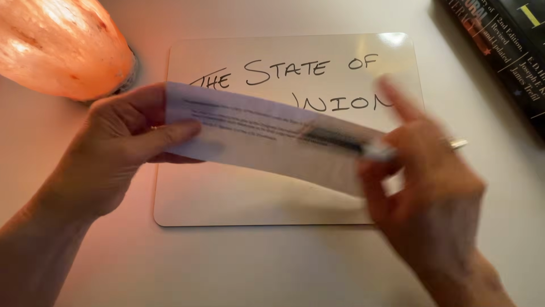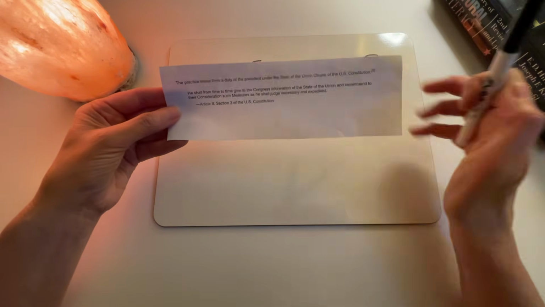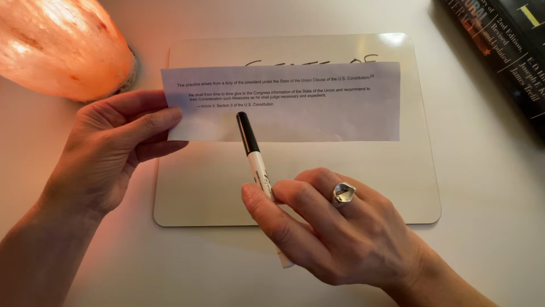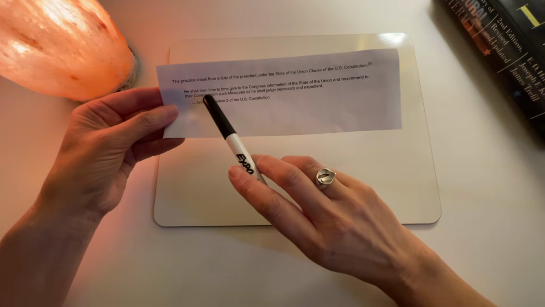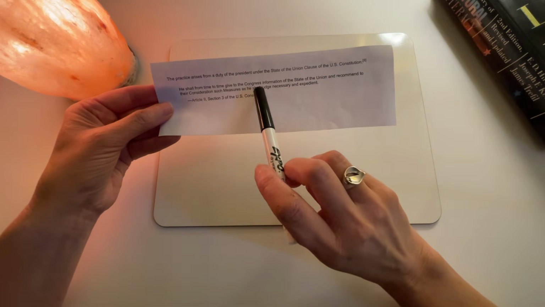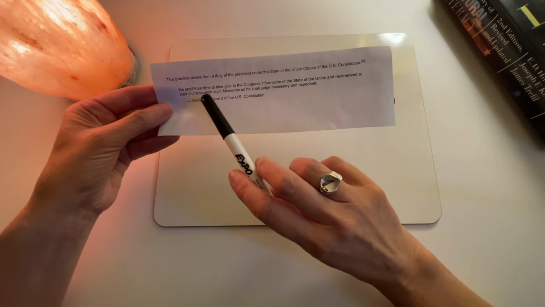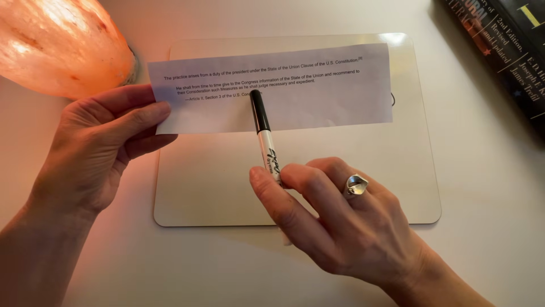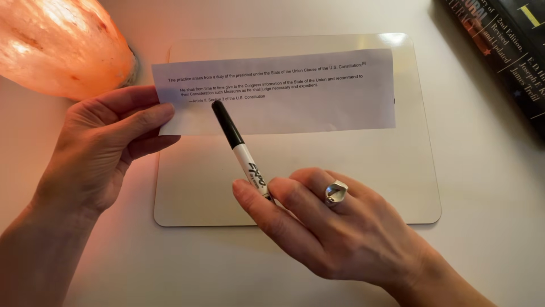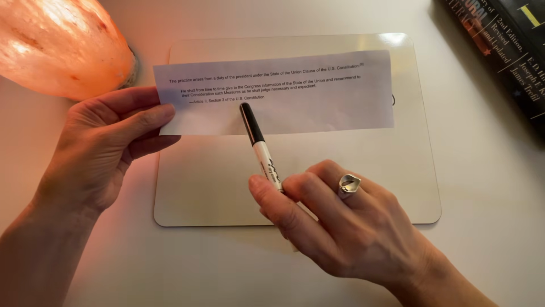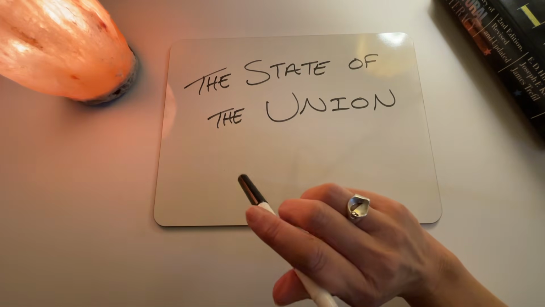So I just wanted to start with this thing I just printed up, because this is Article 2, Section 3 of the United States Constitution. And it says, "He shall from time to time give to the Congress information of the state of the Union and recommend to their consideration such measures as he shall judge necessary and expedient." So that is in the Constitution, that the President should give a State of the Union from time to time.